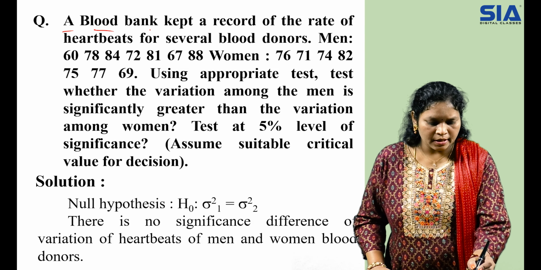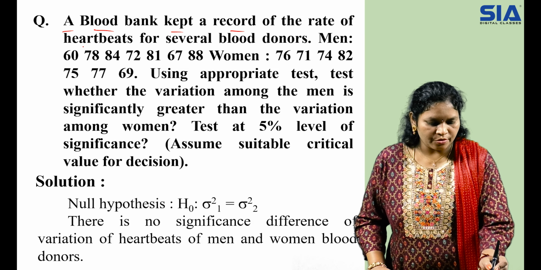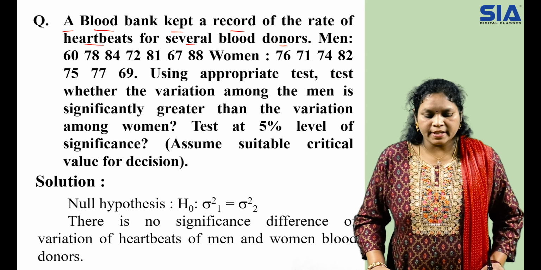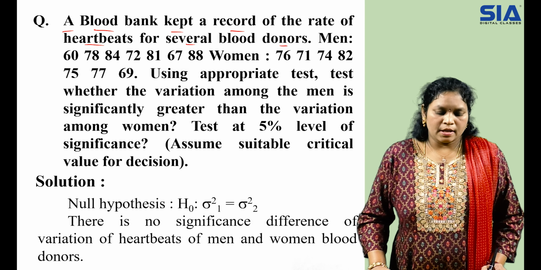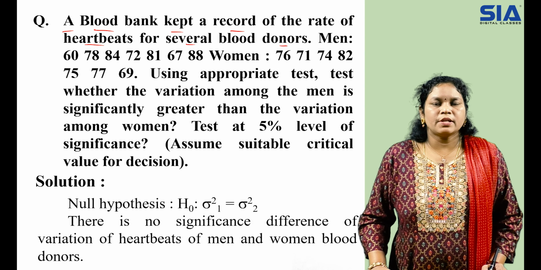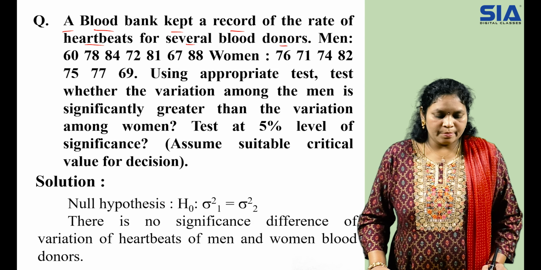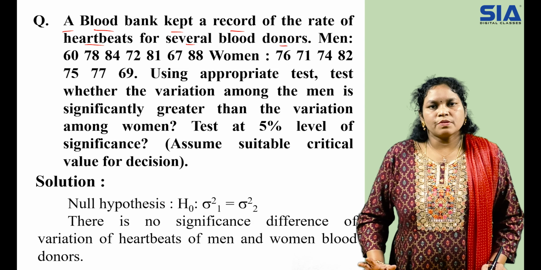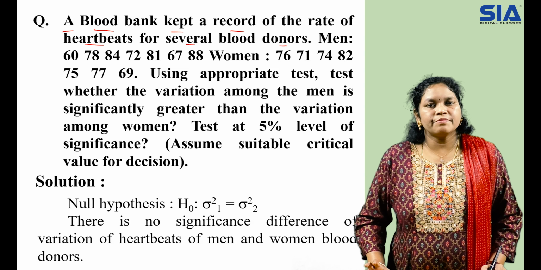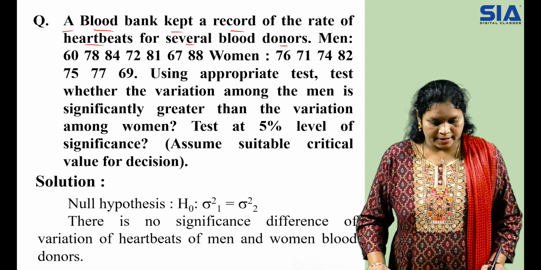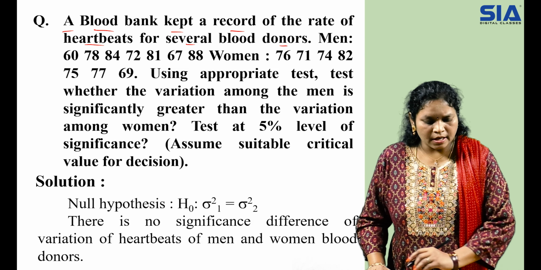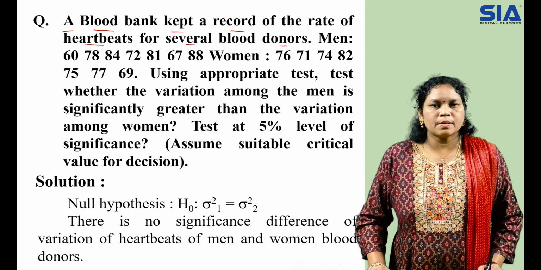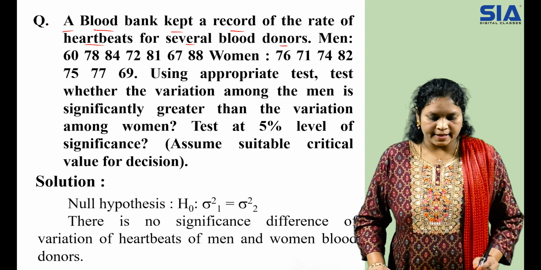A blood bank kept a record of rate of heartbeats of several blood donors. So what they are doing, they are recording the heartbeat of the blood donors while donating the blood, how the heartbeat has been raised or how the heart is functioning, they are checking and recording the data. In that recording they have checked for men and women separately and they have recorded that particular data. So check it out.